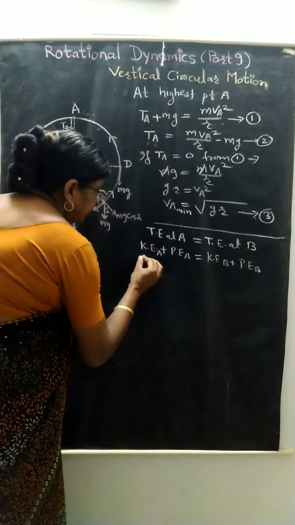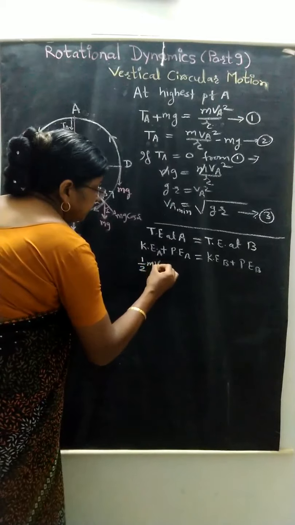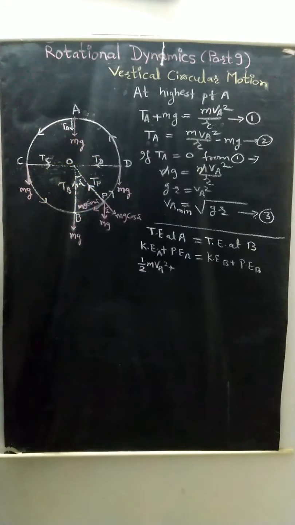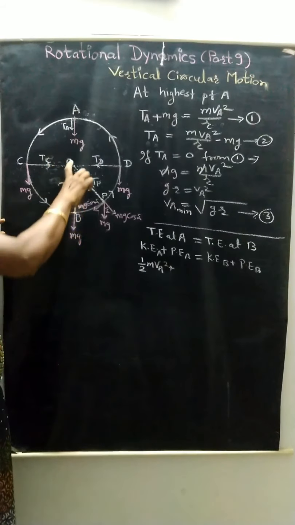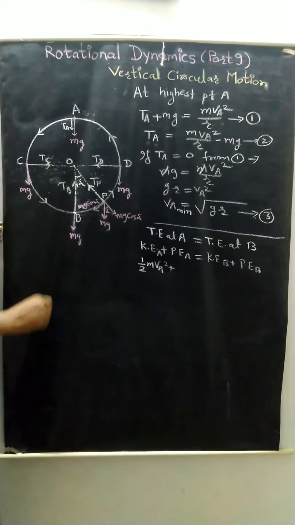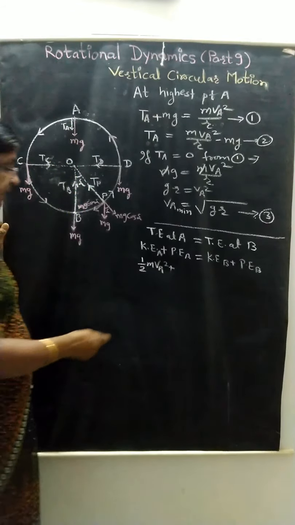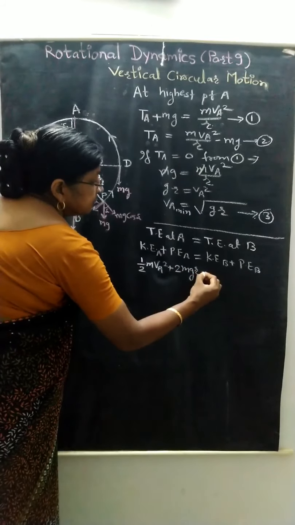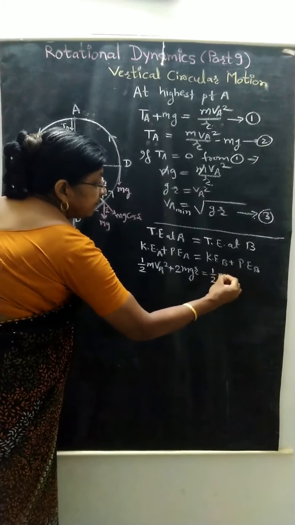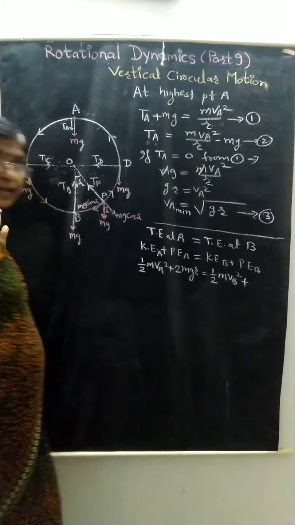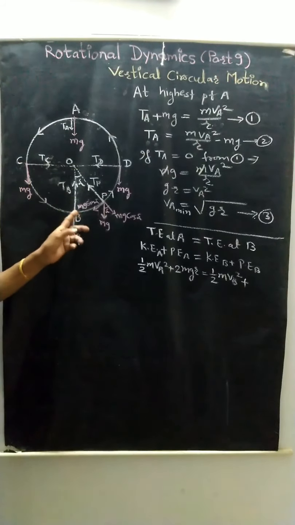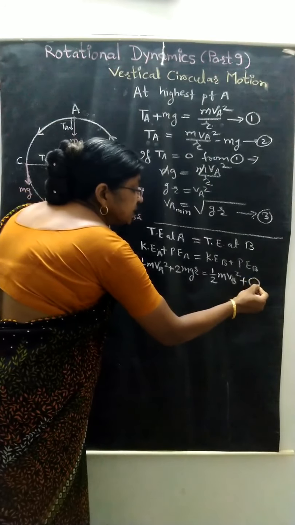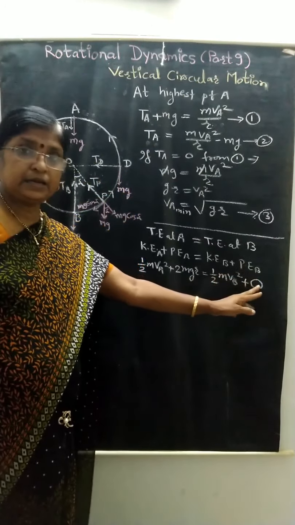What is kinetic energy at point A? It is half mVa square. What is potential energy at point A? It is always mgh. But h here is equal to this r plus r is equal to 2r, where r is the radius or length of the string. Hence, it is 2mgr is equal to kinetic energy at point B is half m Vb square plus potential energy at point B will be 0 because B is considered to be at ground level, and at ground level h is 0. So mgh, that is potential energy, is 0.